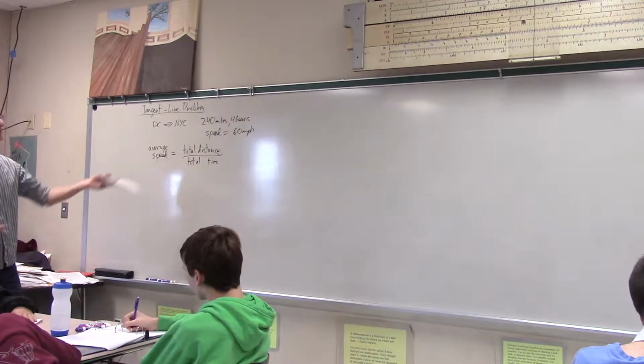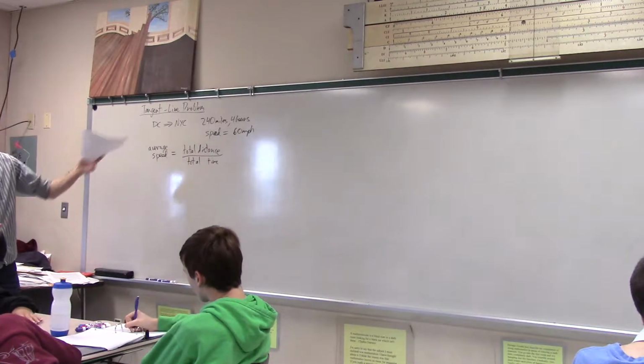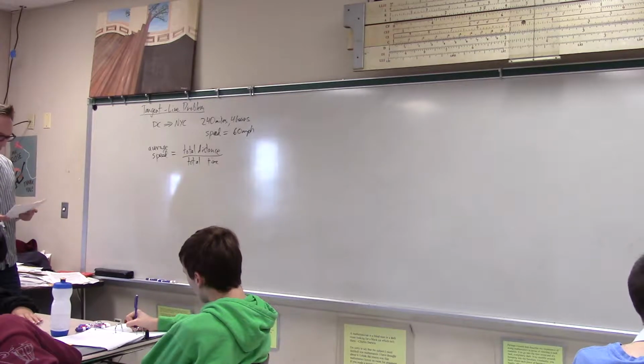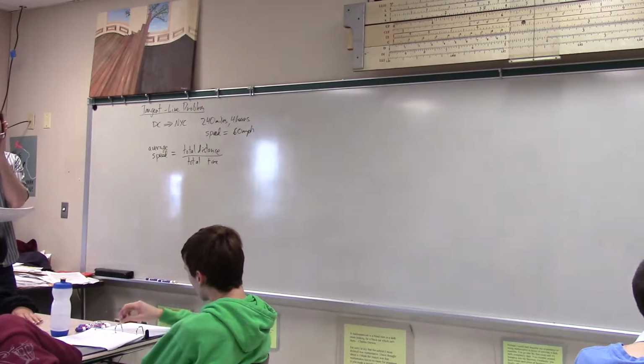over the total time. And this is what you all intuitively did. You took the total distance traveled, 220 miles, and you divided by the total time. Alright, cool.